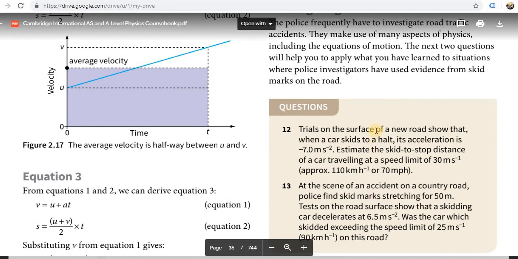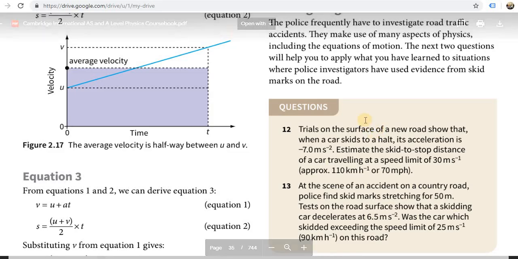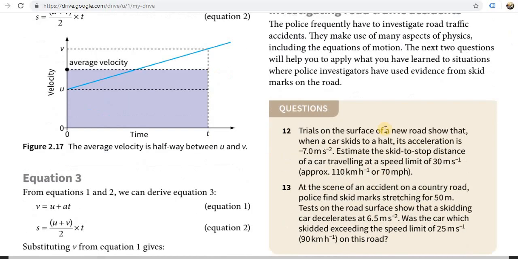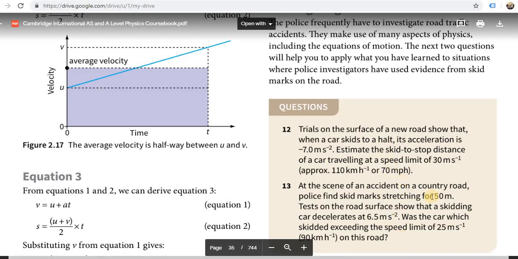Alright, then there are more questions. Using these equations, the police can find out whether a person actually stopped, or whether a person is guilty of an accident. And there are questions like that over here.